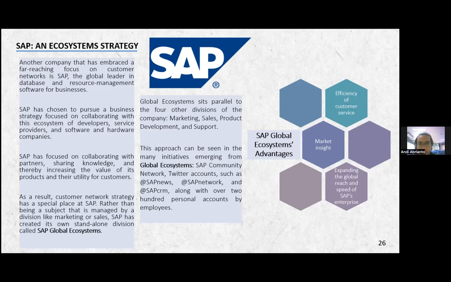This approach can be seen in the many initiatives emerging from Global Ecosystem, like the SAP Community Network and Twitter accounts such as @SAPNews, @SAPNetwork, and @SAPCRM, along with over 200 personal accounts by employees. SAP Global Ecosystem has yielded important benefits in the efficiency of customer service, market insight, and expanding the global reach and speed of SAP Enterprise.